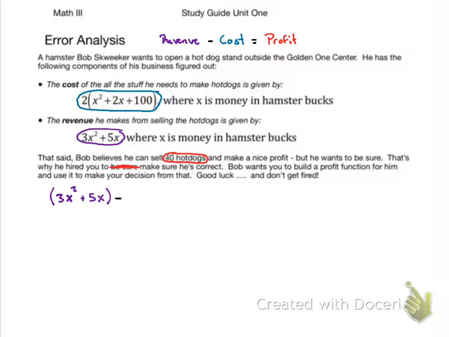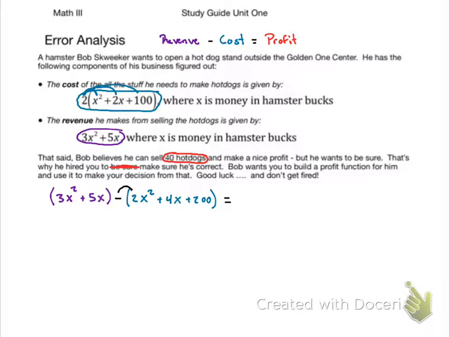And if we simplify this out before we write it down there, this is 2x squared plus 4x plus 200. So we just distributed that 2 inside. So this is going to equal our profit. So let's simplify.